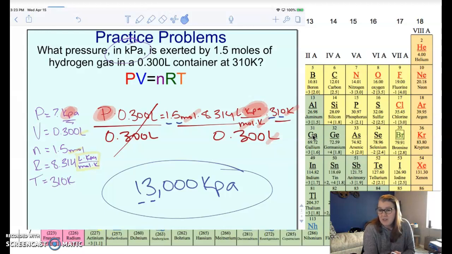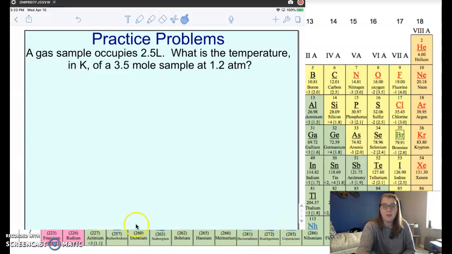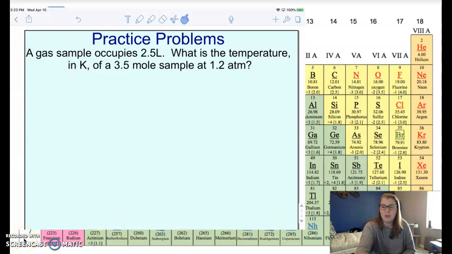All right. That's basically it as far as PV=nRT goes: you know some conditions of a gas, you don't know the other conditions, and you're going to plug in the variables and solve. So why don't you go ahead and try this one on your own, pause the video here, and then tune back in once you've given this one a shot.